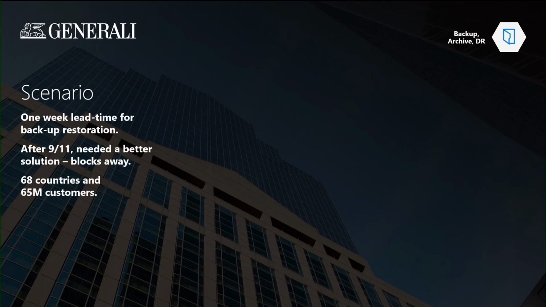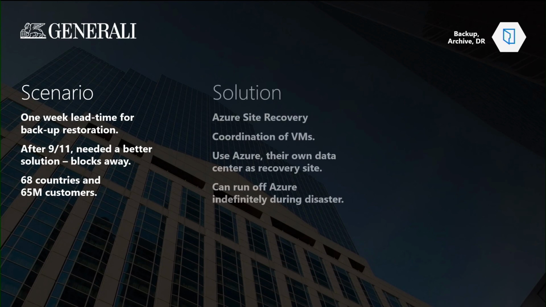And one other story I wanted to give, which I think is very simple but really resonates with speed, is there's a company called Generali who actually had, at this point, a 1-week lead time for backup restoration. And after 9/11, they were actually really close to the Twin Towers, and they decided they needed a better solution because they're only blocks away. And they needed a better solution to serve their 68 countries and 65 million customer base. So what did they do?